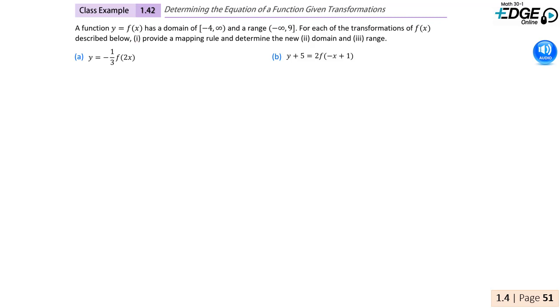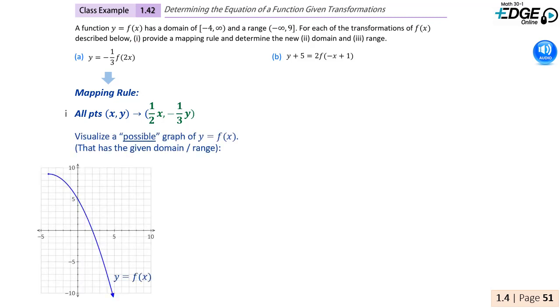Now, we're asked to provide a mapping rule for a transformed function described by y equals negative 1/3 f of 2x. And then using this, we will determine the new domain and range. We know that an a value of negative 1/3 means a reflection in the x-axis and a vertical stretch, or a stretch about the x-axis, by 1/3. A b value of 2, that coefficient in front of the x, represents a horizontal stretch factor, or a stretch about the y-axis, by a factor of 1/2. So we write that all points x, y become 1/2 x and negative 1/3 y.